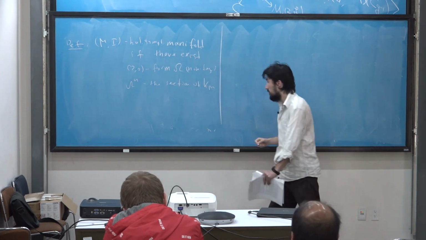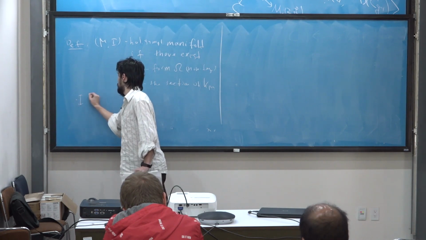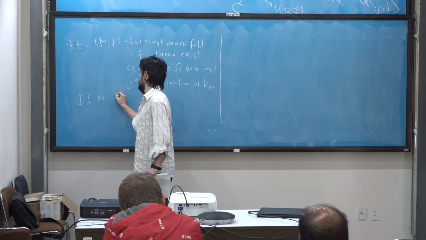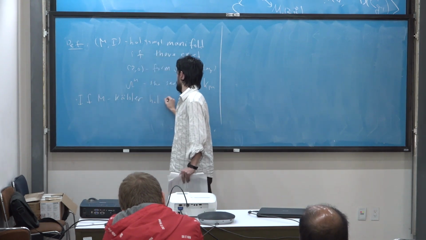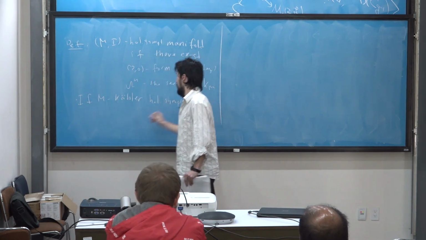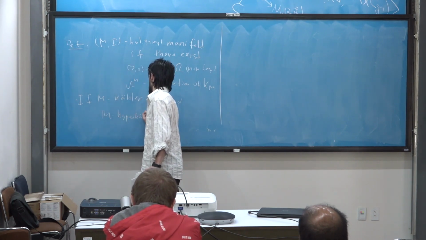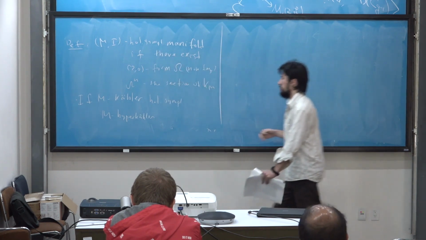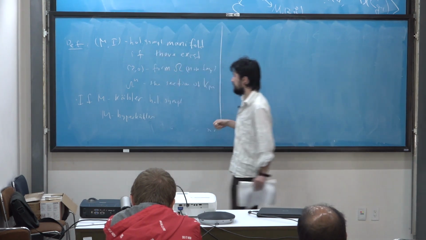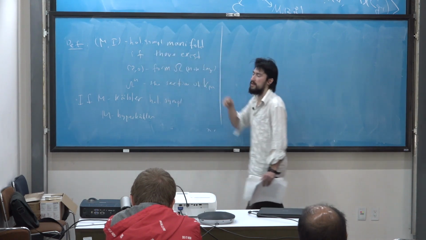Right. So the easiest example is the following one. If M is Kähler and a holomorphic symplectic manifold, then M is hyperkähler. And usually people treat these two notions as synonymous, hyperkählers and holomorphic symplectic. But there exist some non-Kähler holomorphic symplectic manifolds. I will talk about them a little bit later.